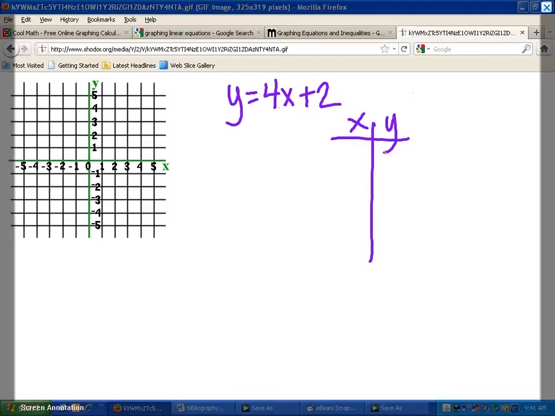If I want the y-intercept, what value do I plug in for x? What do you think, Emma? 0. I plug in 0. So I'm going to plug in 0 for x, and I'm going to end up with my y-intercept. But now, if this is my y-intercept, what do I plug in so that I end up with my x-intercept?